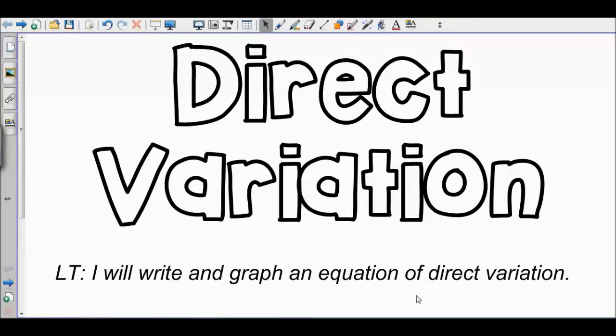Direct variation is where we tiptoe into the waters of graphing lines, finding the slope, and writing those equations. As you'll see, direct variation is a simple form of a linear equation, and all of these go through the origin. You'll be picking up on characteristics like if the slope is a larger number, then it's going to be steeper. Is it positive? Is it negative? That type of thing. Our target today is that we will write and graph these equations of direct variation.